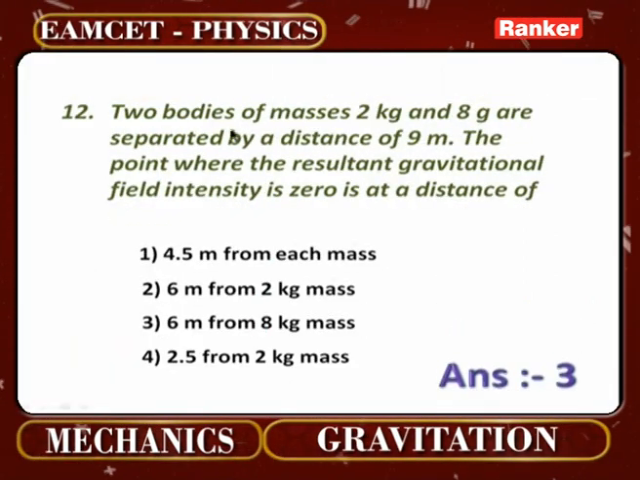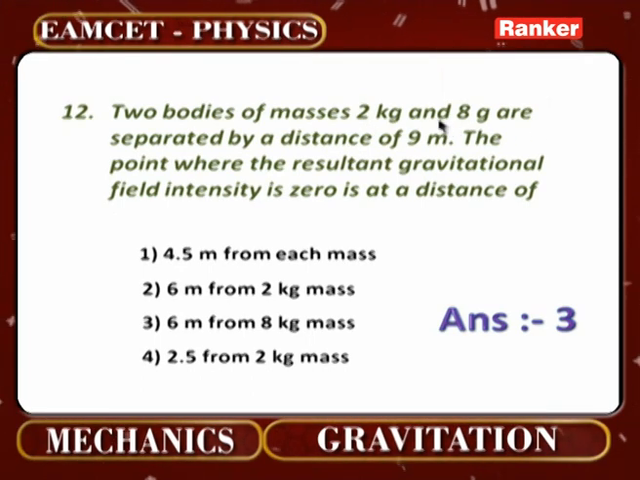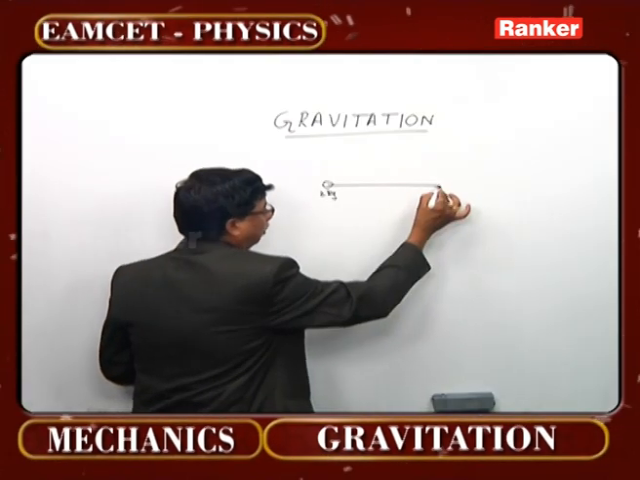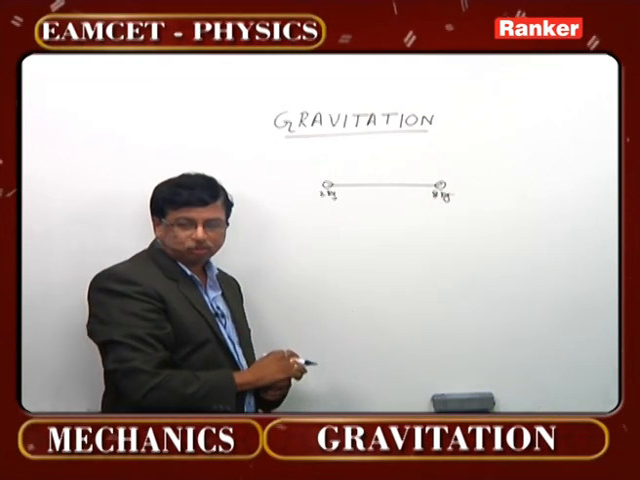Two bodies of masses 2 kilogram and 8 kilogram are separated by a distance of 9 meter. The point where the resultant gravitational field intensity is 0 is at a distance of what exactly the distance we want. But remember once again, 2 kilogram and 8 kilogram it is supposed to be, not 8 gram as such. Look at that one once again. One body is here, 2 kg. Other body is here, 8 kilogram. These two are the masses he is talking.